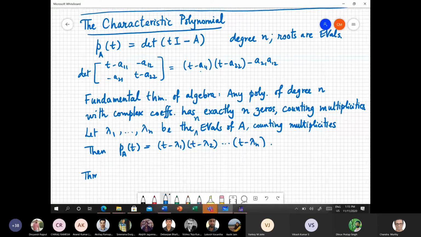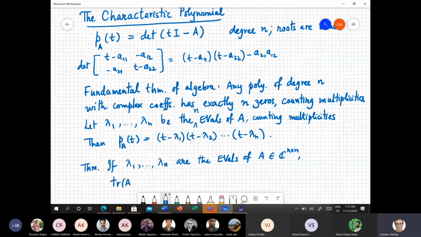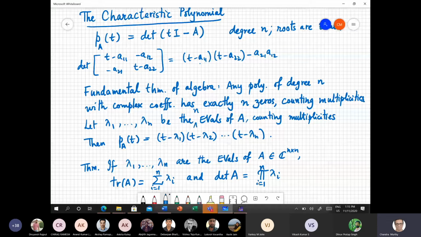So that's the following theorem. If lambda 1 through lambda n are the eigenvalues of A, then the determinant of A is the product of the eigenvalues, and the trace of A is the sum of the eigenvalues.